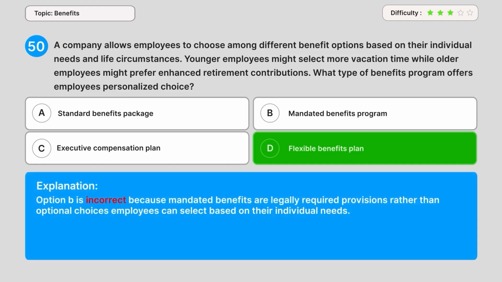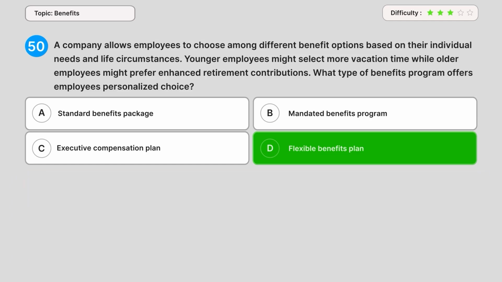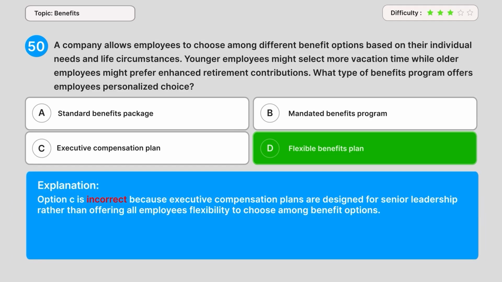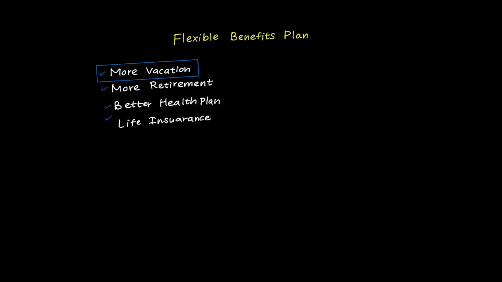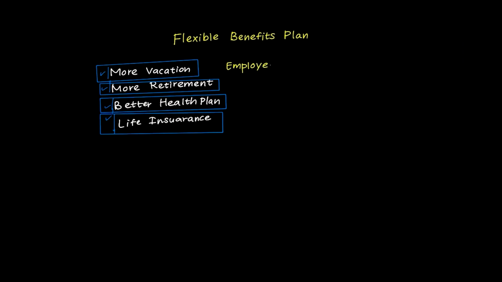Option B is incorrect because mandated benefits are legally required provisions rather than optional choices employees can select based on their individual needs. Option C is incorrect because executive compensation plans are designed for senior leadership rather than offering all employees flexibility to choose among benefit options. Flexible benefits plans let employees choose among different benefit options based on their personal needs. A young employee might want more vacation time. An older employee might want more retirement contributions. Everyone gets to customize their package.